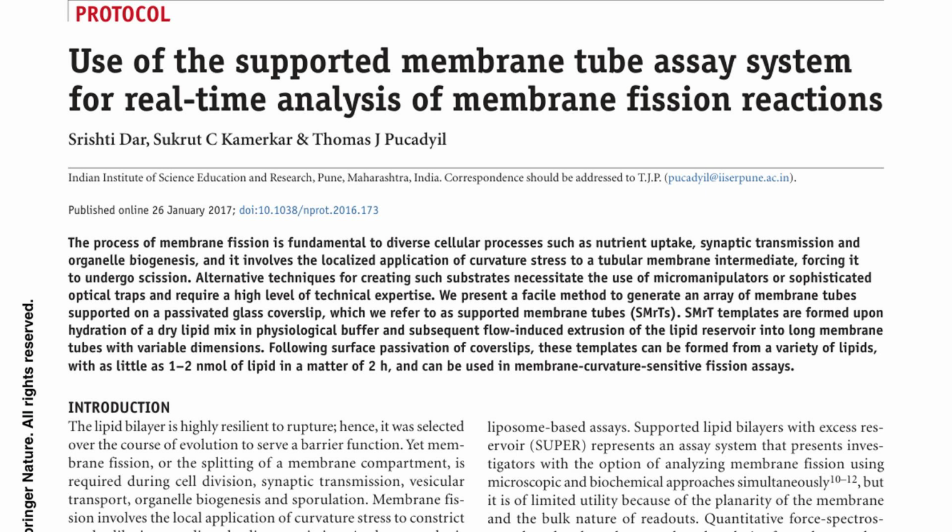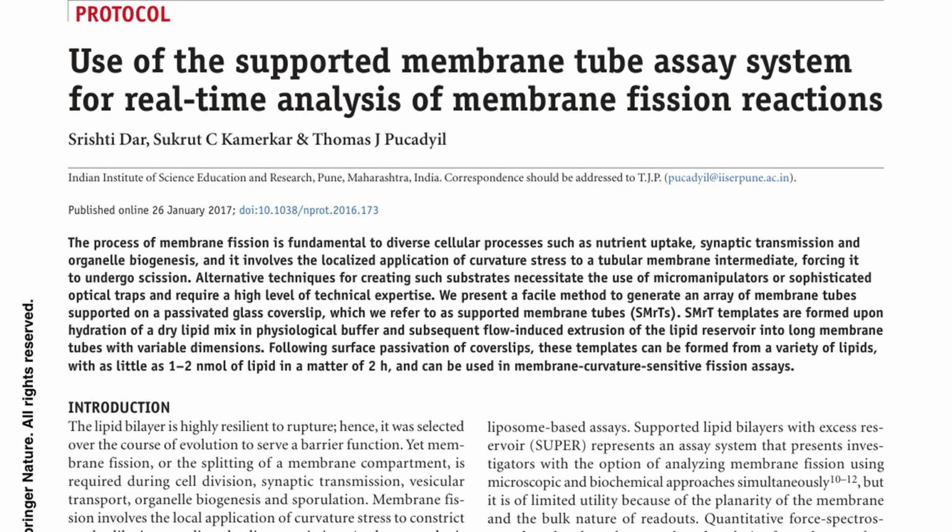Introduction. The introduction begins by highlighting the importance of membrane fission in various cellular processes such as cell division, synaptic transmission, vesicular transport, organelle biogenesis, and sporulation. It explains that membrane fission involves the splitting of a membrane compartment through the application of curvature stress, leading to scission. This process is energetically unfavorable, and cells have evolved membrane fission catalysts, MFCs, to manage it.